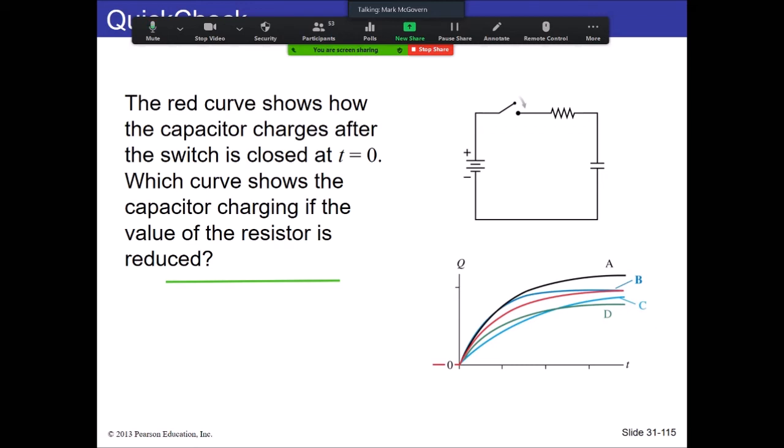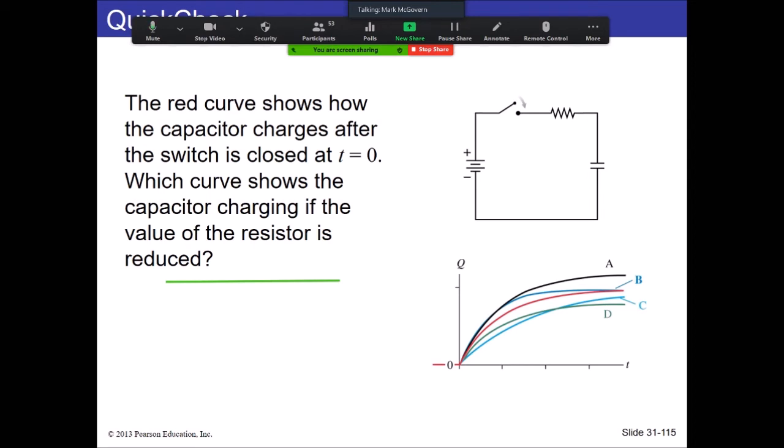The same final charge. So, just based purely on the fact that it terminates at the same final charge as the red one does, that's purely what we're determining here. But let's look at the other aspects of it.